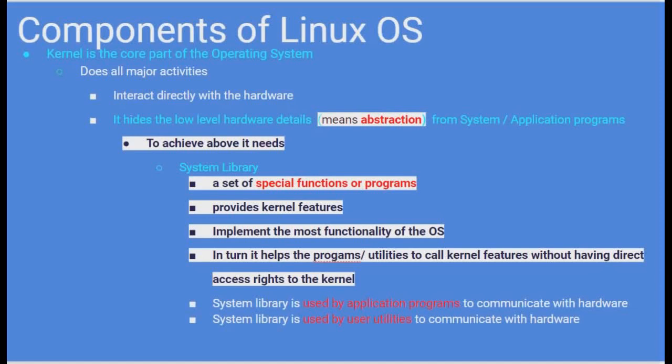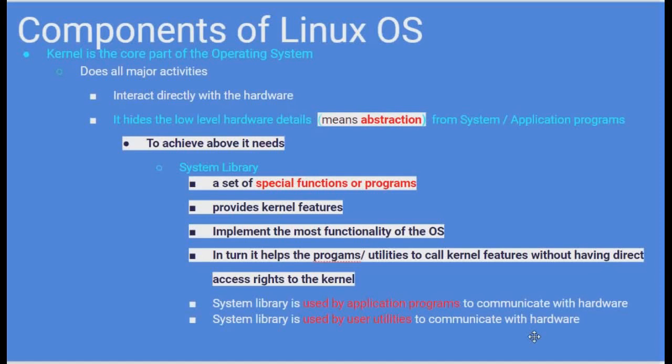The kernel has a system library. The system library is a set of special programs or functions. These programs and functions provide the kernel features to implement most of the functionality of the operating system. Most of it will be done by these special functions or programs included in the system library. In turn, it helps the programmer and utilities.